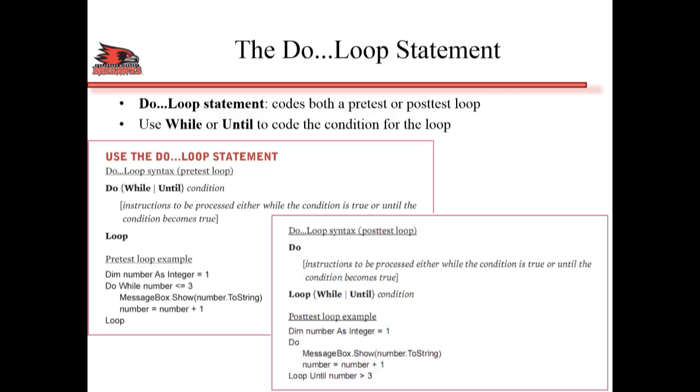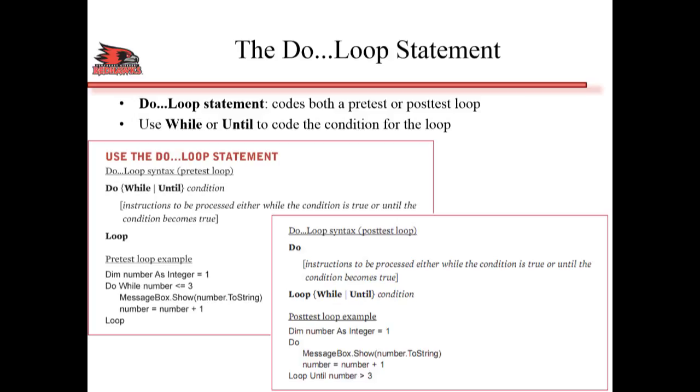Dim number as integer equals 1. So we defined an integer number which has an initial value of 1, and then we have the do while number less than or equal to 3, MessageBox.Show number, number equals number plus 1, and then loop. So what it does is look at the value of the number, and if it's less than or equal to 3, then it shows the number in a message box and increments the number by 1.